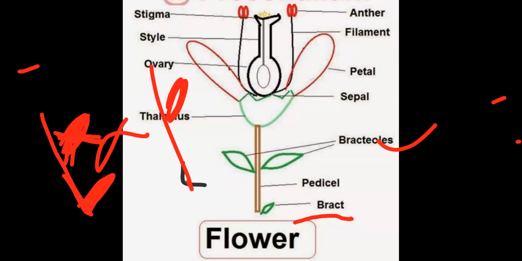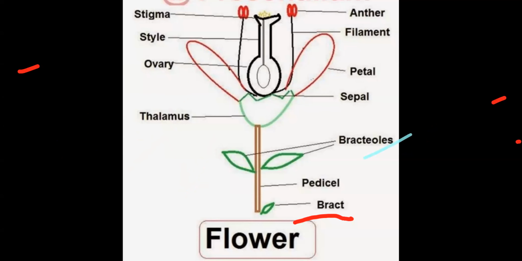But if a leaf is present on the stalk, remember that a bract will be there too. Clear? You should understand this in these two lines. Bracteate flower, ebracteate flower, these are the extra two terms for neatness. Bracteolate flower, ebracteolate flower. Right?